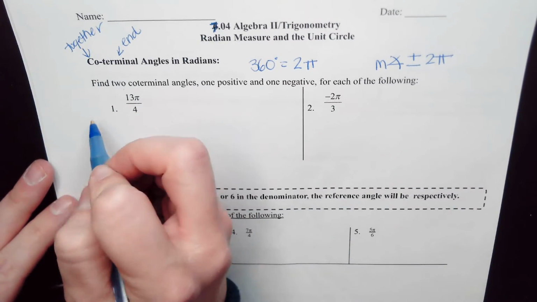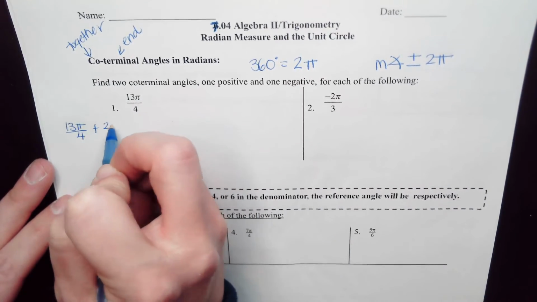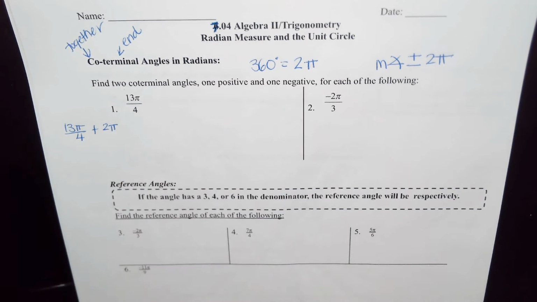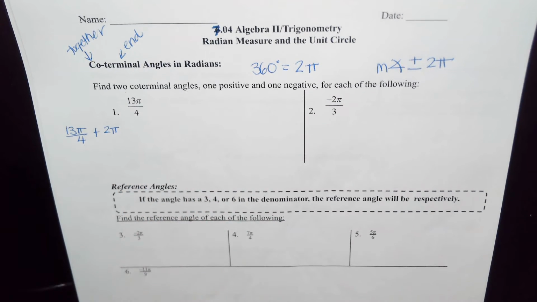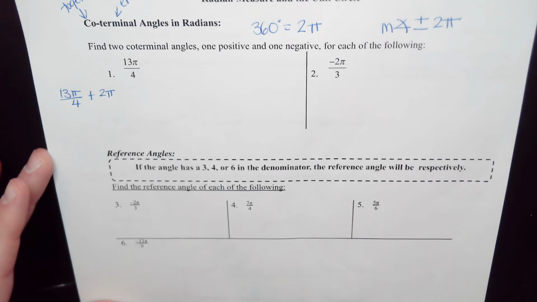All right, so let's see how we can do this. So we're going to take 13 pi over 4. Let's start by adding our 2 pi. If you were doing this in your calculator, you're going to type in 13 over 4 plus 2. Don't type in the pi's because then it won't change it back to a rational number. So just type in 13 over 4 plus 2 and change it to a fraction.